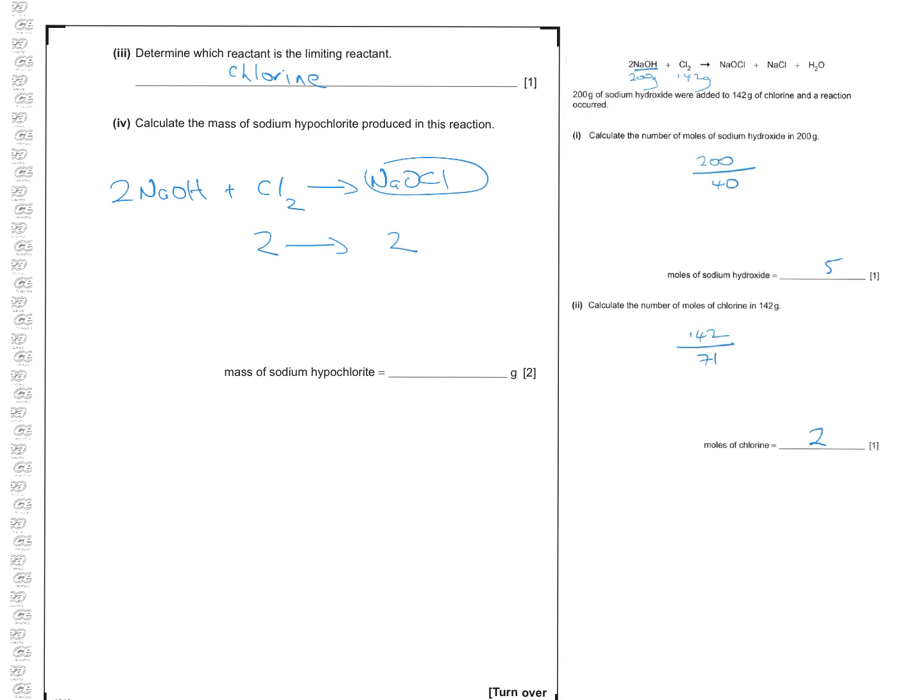Remember, we don't use the moles of sodium hydroxide because that's an excess. It's the limiting reactant which determines the total mass of product that can form. So now we know the moles of sodium hypochlorite, we can convert that to a mass. There's going to be 2 times the RFM, which is 74.5, and that works out to be 149 grams.